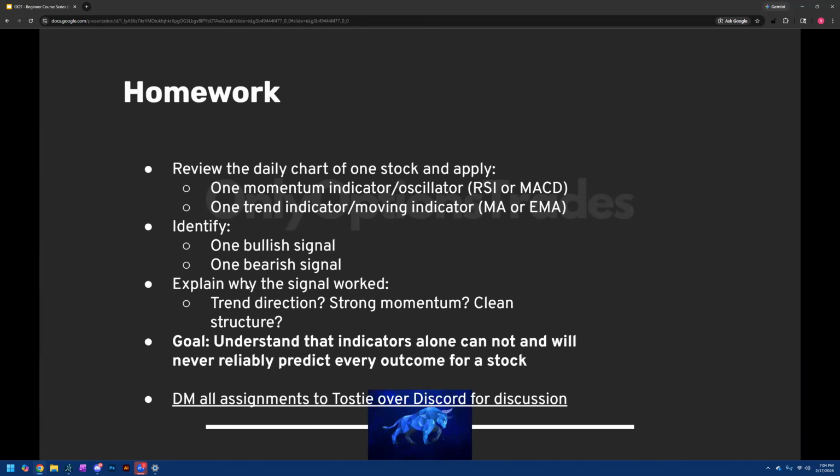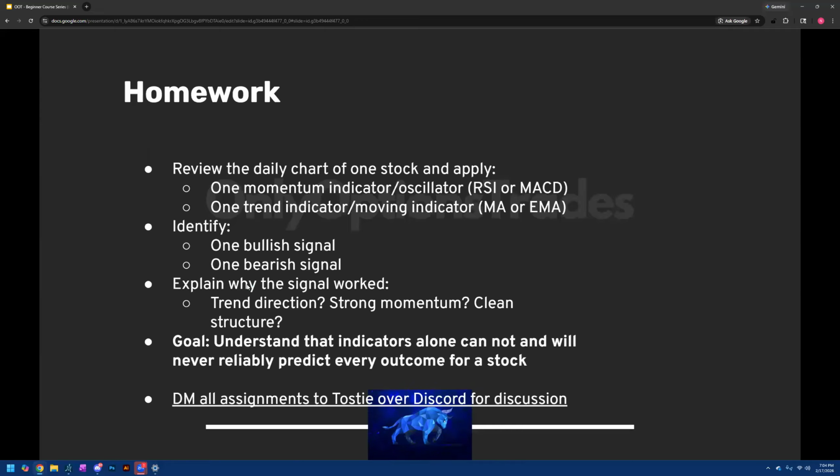Yeah, so I didn't get too many homeworks from last week, so hopefully some of you guys who didn't do the homework last week might want to do this one. So I'm hoping what you'll do for homework this week is review the daily chart of one stock and apply either the RSI or MACD, or maybe some kind of moving average or VWAP or something like that, and identify one bearish and one bullish signal that incorporates both of them, and talk through maybe why it worked. Was the trend in the favor of that direction? Was it recently breaking out?